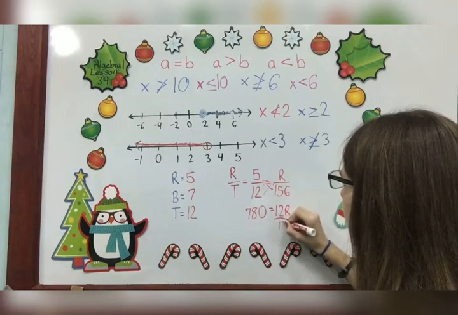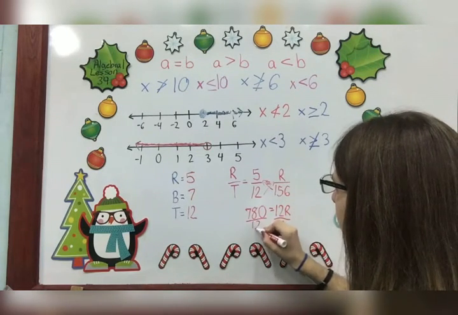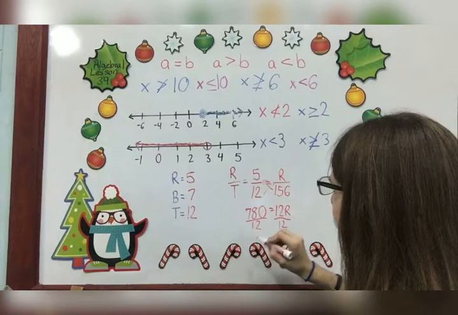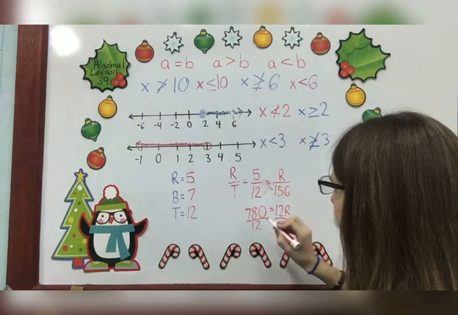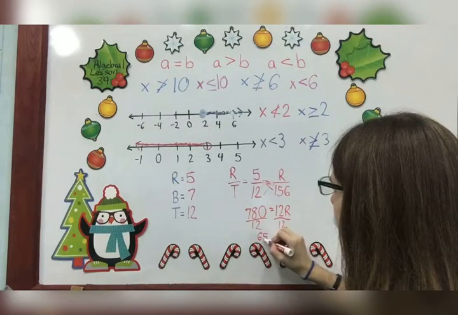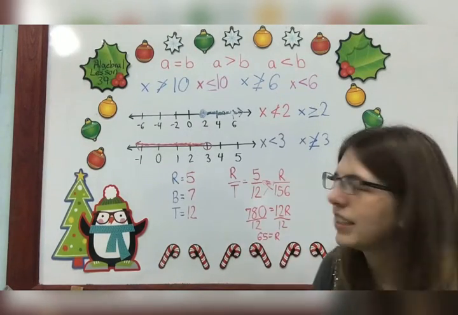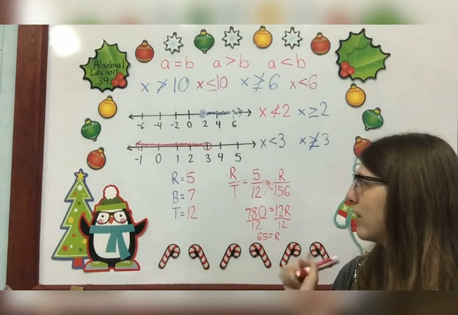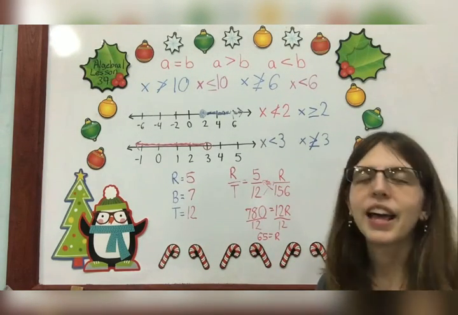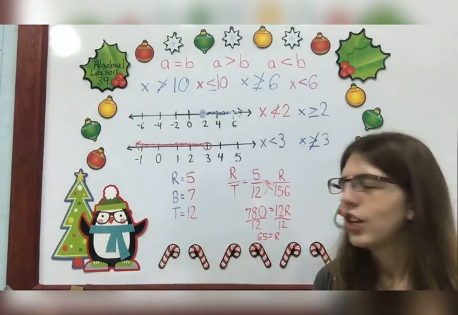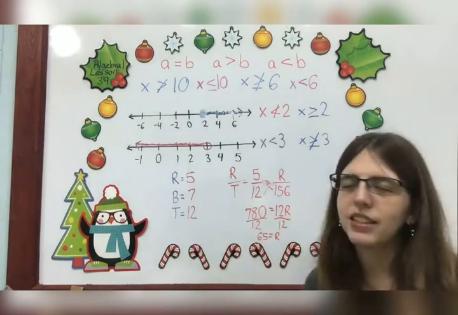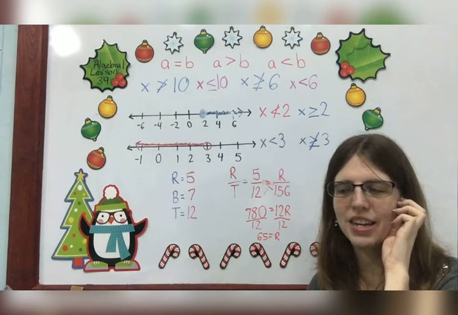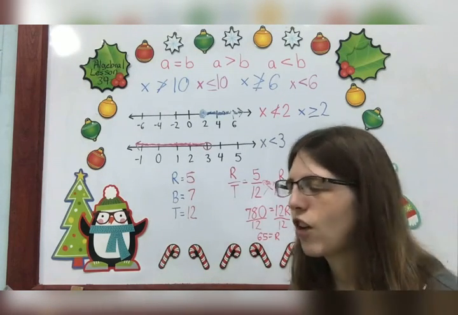We get rid of 12 by dividing both sides by 12. And we get that to be 65 red marbles. So when I have a total of 156 marbles, I have 65 red marbles. Check this by putting 65 in place of R, cross multiply again, and make sure that you get the same number. Okay? Let's try a second example.